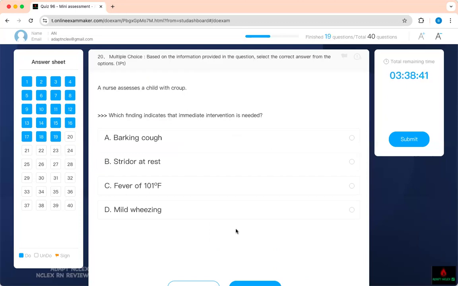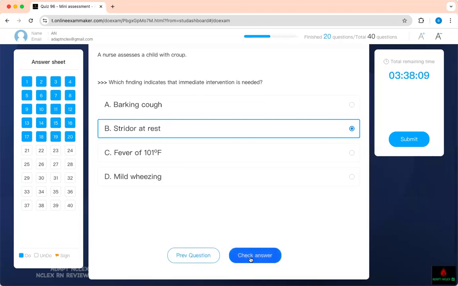What finding indicates immediate intervention is needed? Next, assess a client with croup. Which of these indicates immediate intervention is needed? Barking cough, stridor, fever, and mild wheezing. Look at it. Croup, you're going to have a stridor, you're going to have a barking cough, you may have fever and a little bit of wheezing. But the stridor is not at rest. Stridor is when you're crying or doing activity. At rest means airway compromised.